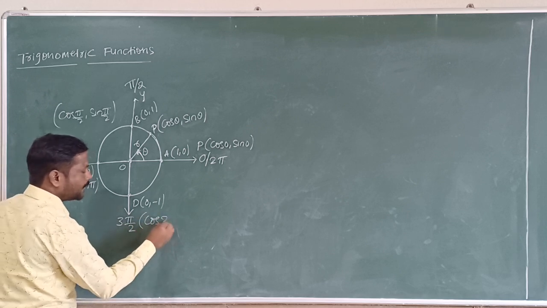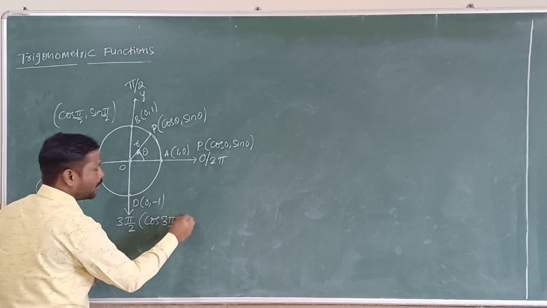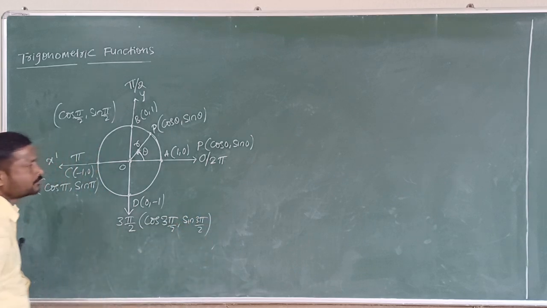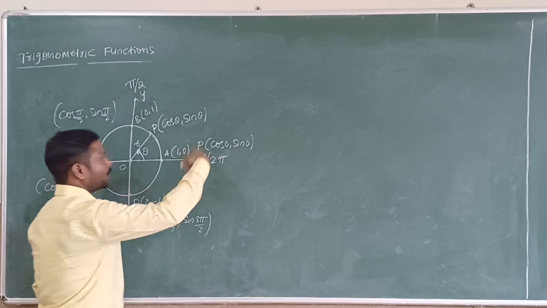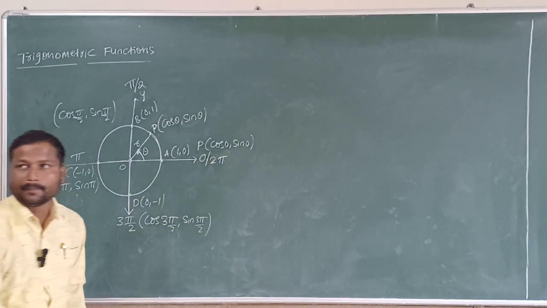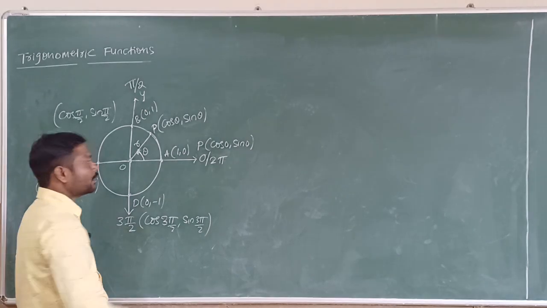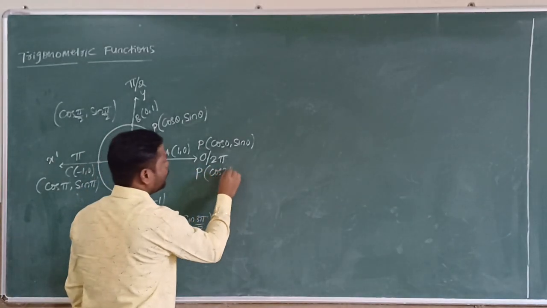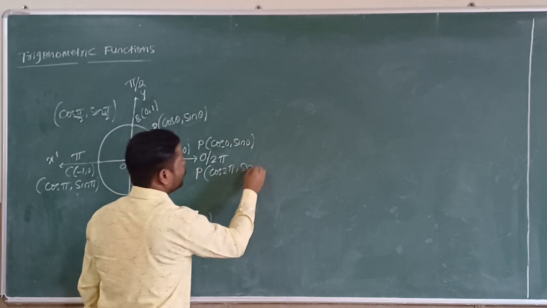The cos of 3 pi by 2, and sin of 3 pi by 2, right? Take one complete revolution, then it becomes 360 degrees. 360 degrees is nothing but how many radians? 2 pi radians. Take this point P as cos 2 pi comma sin 2 pi, right?